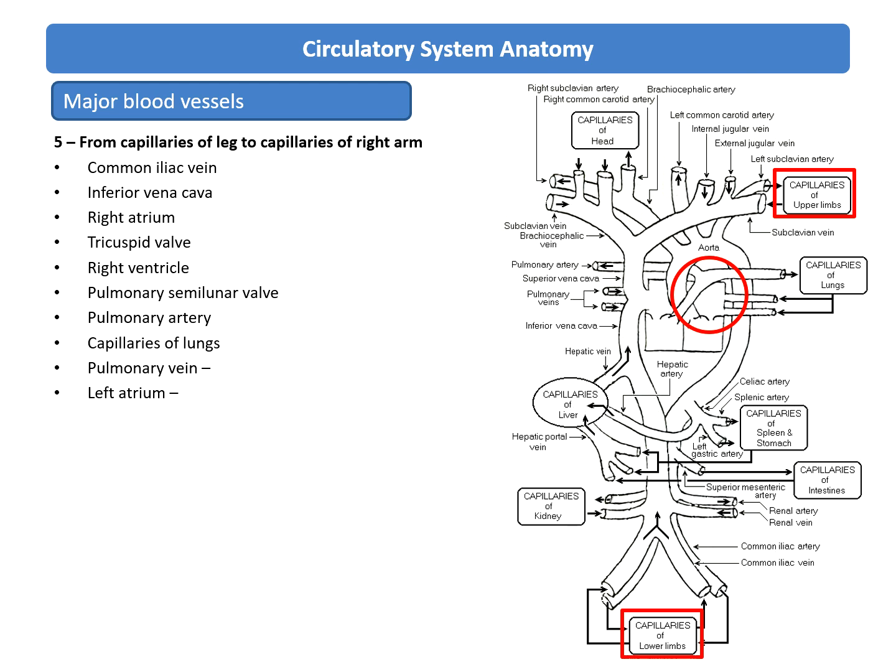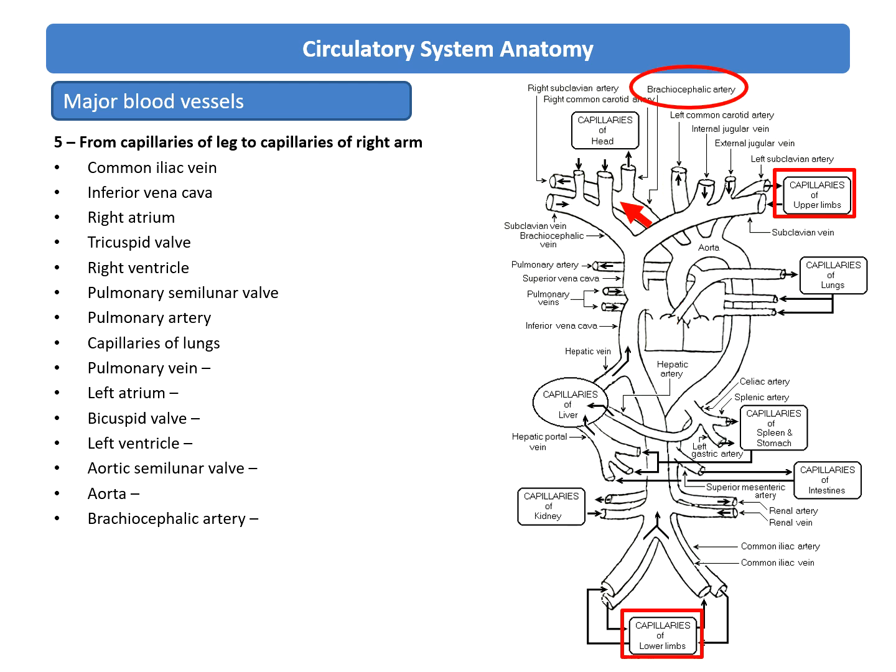Blood then passes into the left atrium through the bicuspid valve into the left ventricle, from there through the aortic semilunar valve into the aorta, and then the brachiocephalic artery, and finally the right subclavian artery, which would transport the blood to the right arm.